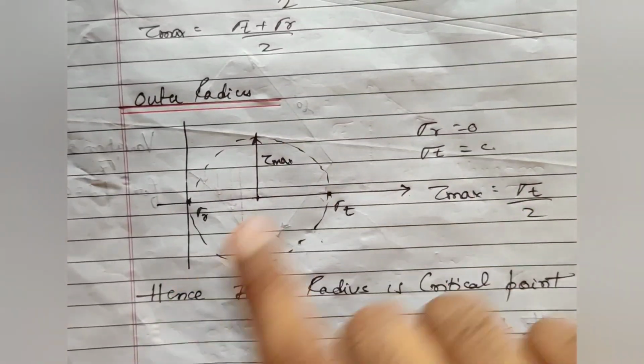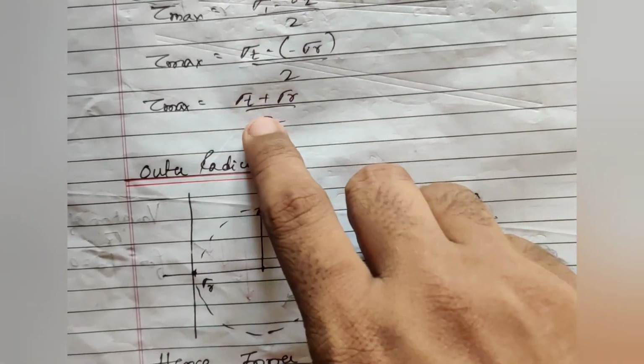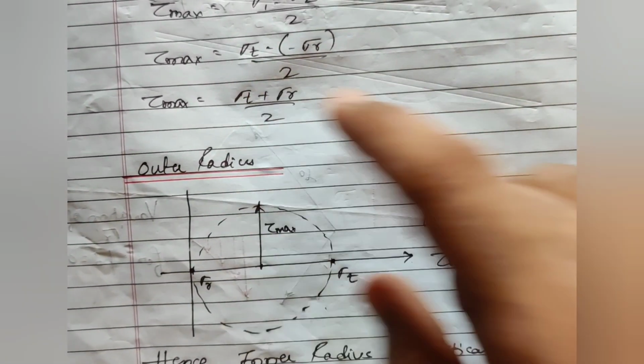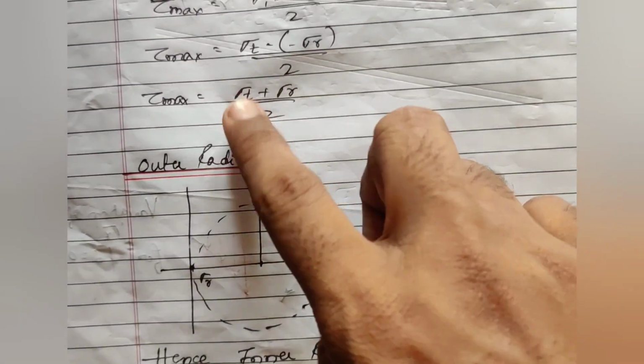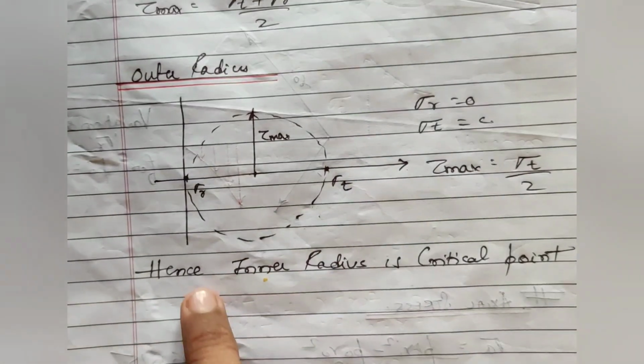So obviously, in these two cases, the stress will be maximum here and less there. The shear stress at the inner point will be maximum, and at the outer point it will be lesser than at the inner point. So obviously your critical point is the inner radius. So in designing, we will consider the inner radius while designing pressure vessels.